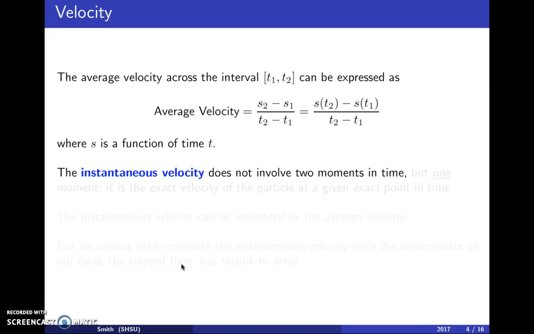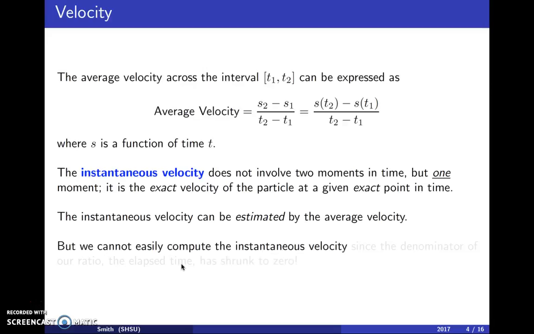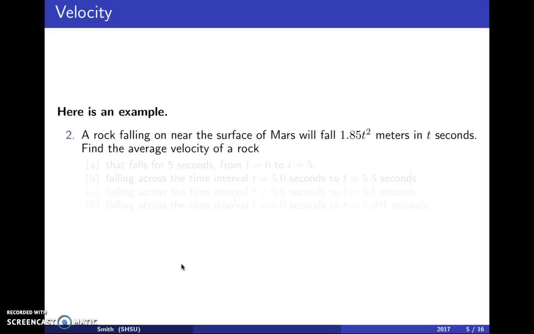The instantaneous velocity does not involve 2 moments in time, but just one moment. It is the exact velocity of the particle given at an exact moment in time. The instantaneous velocity, or an IRC, can be estimated by the average velocity, but we cannot easily compute the instantaneous velocity since the denominator of our ratio, the elapsed time, has shrunk to 0. The instantaneous velocity is at a single moment in time.